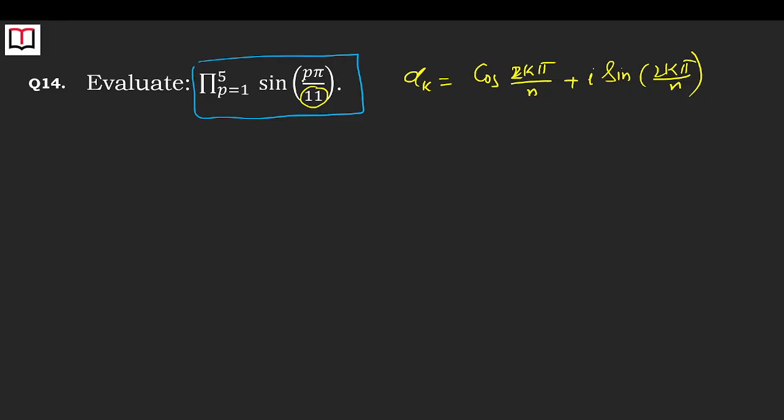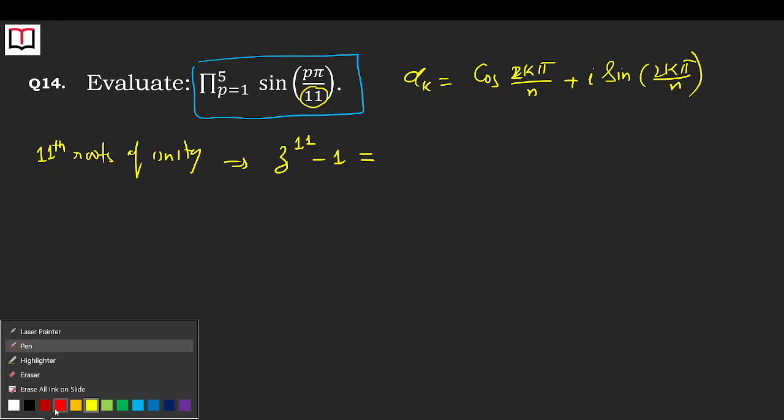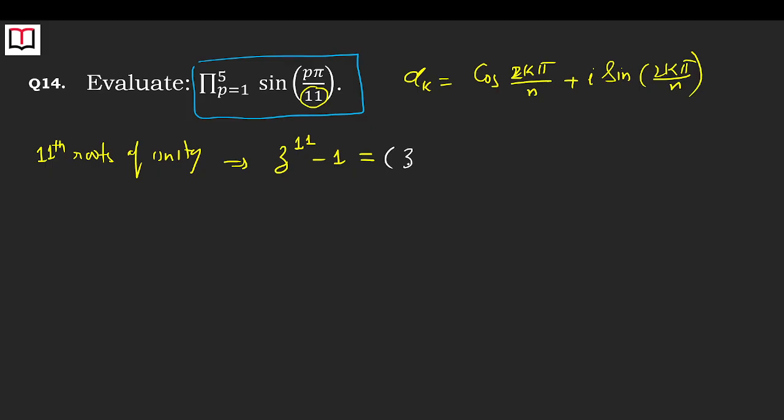But then you may say that here there's no 2 p pi, it's p pi. Yes, of course. But then there's a trick, and that trick is, if I consider the 11 roots of unity, z^11 minus 1 is equal to, so what are the roots? The roots are 1, z1. 1 is obviously the real root. So I write it as z minus 1 into z minus z1.